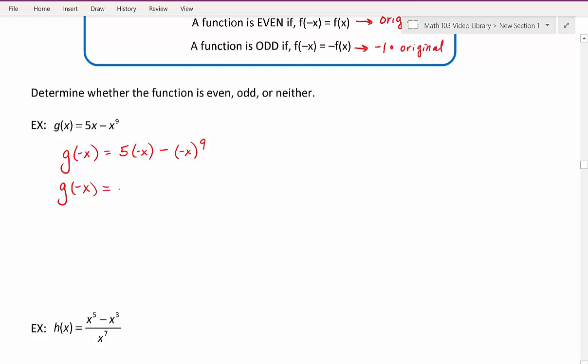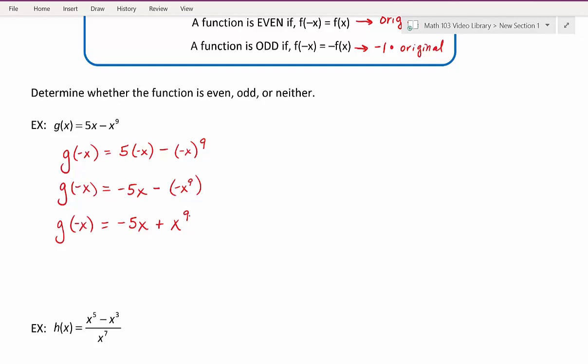Positive 5 times negative x, negative 5x. A negative x raised to the 9th, that's going to be negative x to the 9th. And then we can simplify that a little further and rewrite it as negative 5x plus x to the 9th. Now that we've simplified it, it's time to determine whether it's even, odd, or neither.